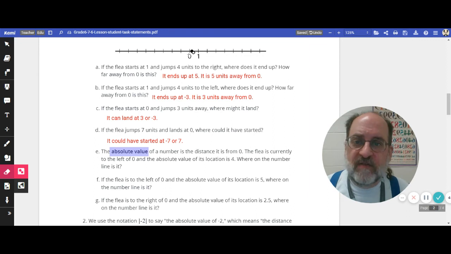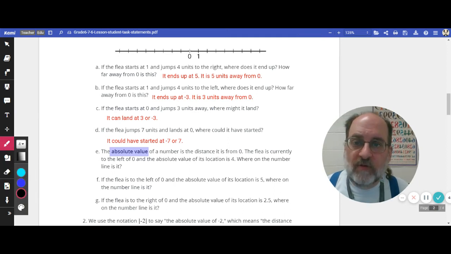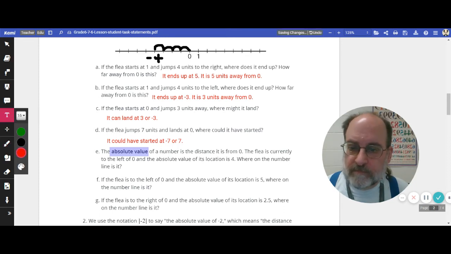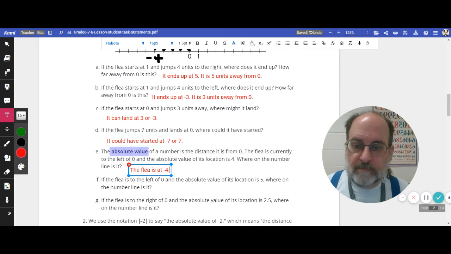I know the distance the flea is from 0 is 4, and I know it's somewhere over here. So if I draw my jumps, I have to be 4 away. That's going to put me right there at negative 4. So the flea is at negative 4.